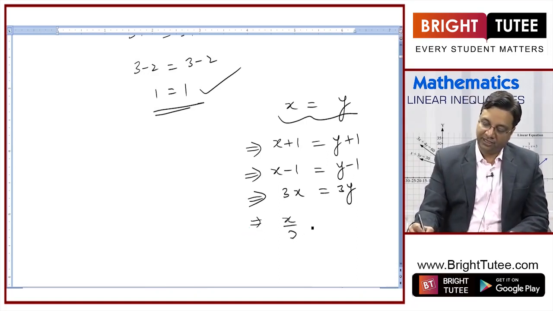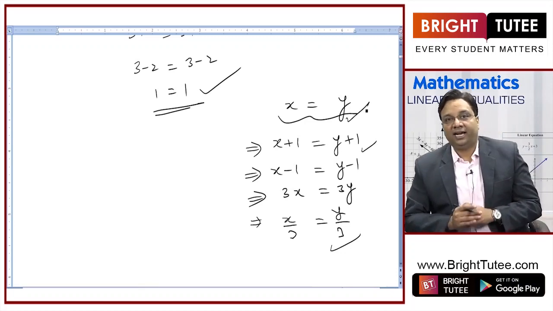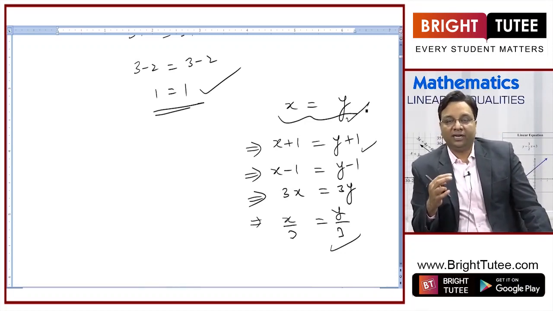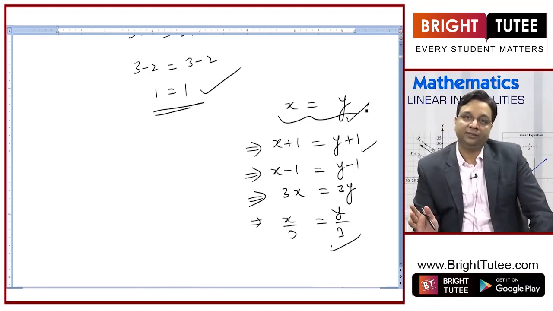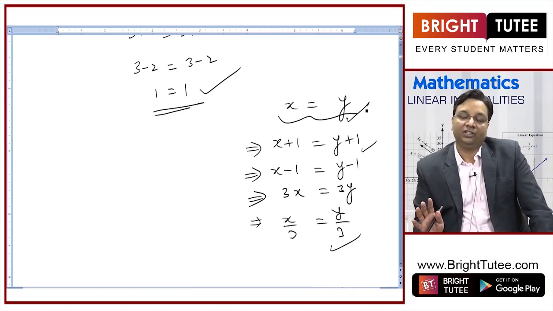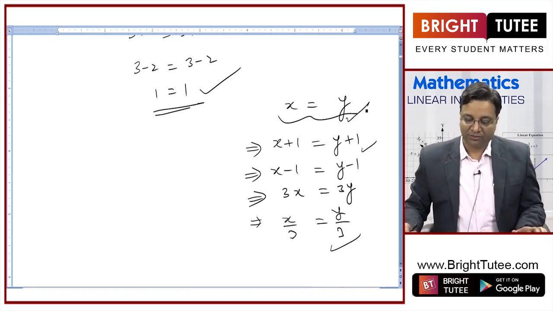So x by 3 will be equal to y by 3. So if I have got an equation, I can add, subtract, multiply or divide by a non-zero number on both sides, and it won't affect the equation. The equation will still be intact, right? So these are the concepts that we are going to use while dealing with linear equations in two variables.